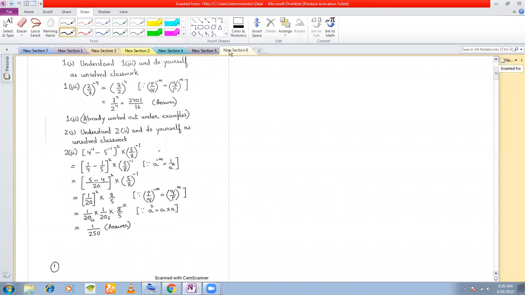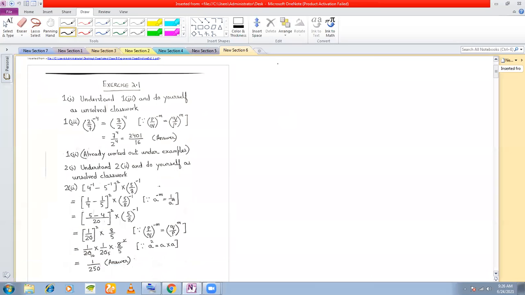Moving on to your problems on exponents. You have part 3. The question is to simplify this: 2 by 7 to the power of minus 4. Now, first of all, the power is negative, so we make the power positive. How do we make the power positive? By taking the reciprocal, 7 by 2. And we make the power positive. Now, from the laws of indices, you can write this as 7 to the power of 4 by 2 to the power of 4, which is 2401 divided by 16. So as simple as this.